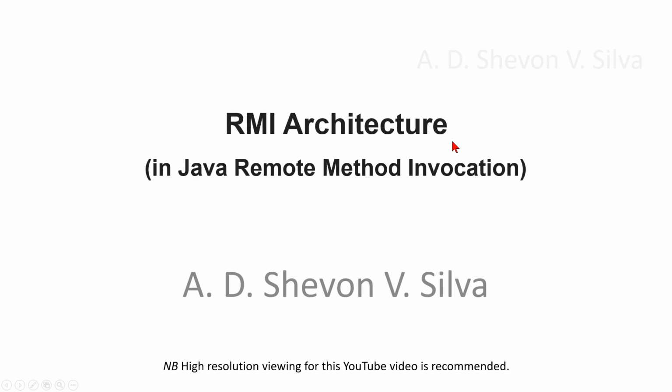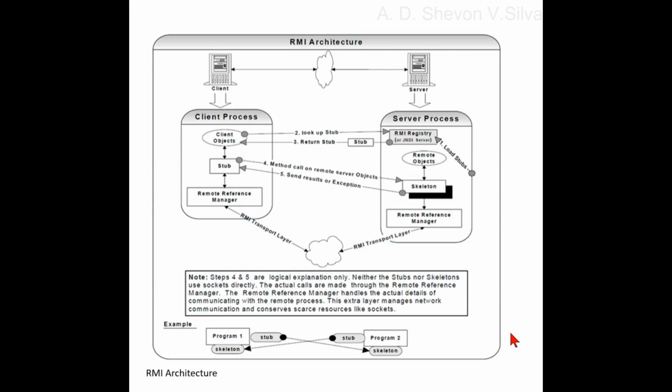My topic is the architecture in Java Remote Method Invocation. See another diagram of RMI architecture. RMI gives a way for a Java program on one machine to interact with objects residing on different JVMs. The important blocks of RMI architecture are stub classes, skeleton classes, and object serialization.